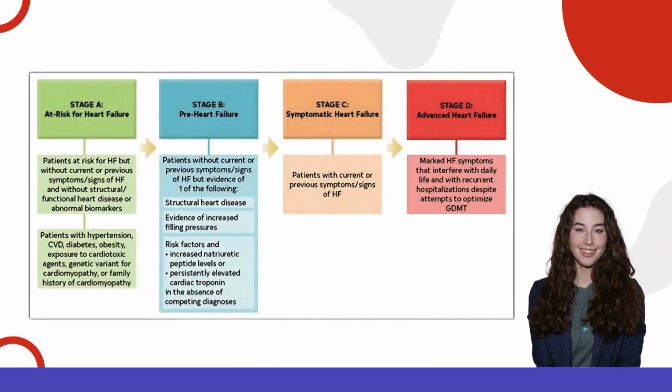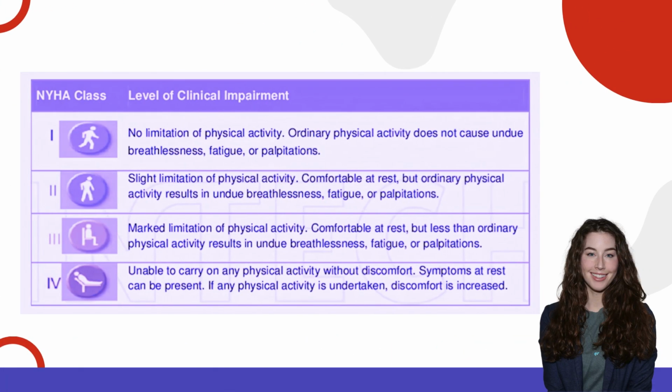So the ACC staging system, that shows the progression of a chronic disease. So it's the long-term risk stratification from the structural and functional standpoint, regardless of the patient's symptoms at that given time. So it starts from Stage A, patients who are at risk, all the way to Stage D, which is advanced heart failure with very marked interference with daily living.